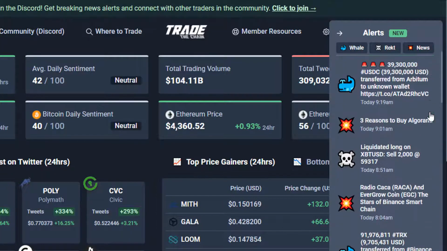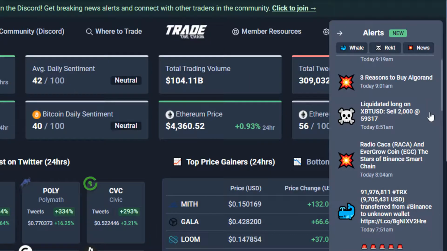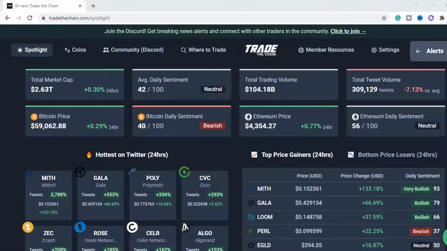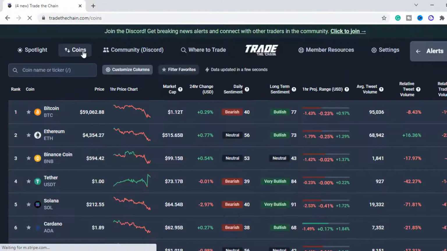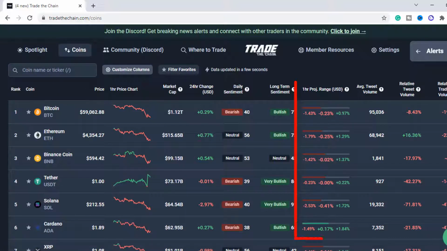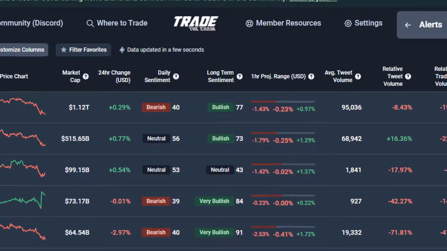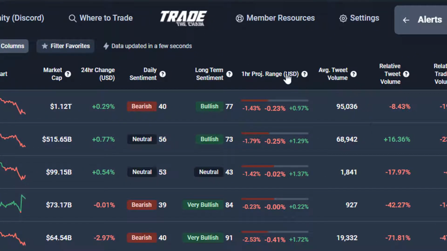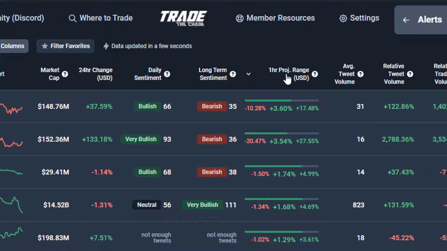Let's move on to the next feature that is perfect if you are a day trader. And therefore we have to go back to our dashboard and select coins. Now we can see the 1 hour projection range. We can sort it by the coins most likely to gain or lose value. Let me zoom in a little. Now I've sorted it by coins most likely to gain value in the next hour.